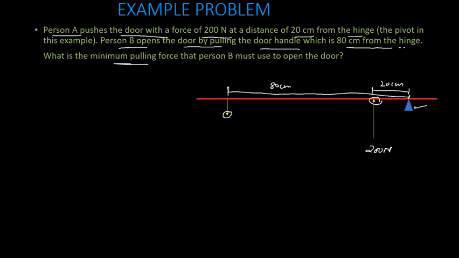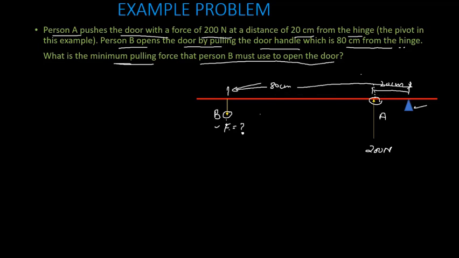What is the minimum pulling force that person B must use to open the door? So we are required to find this force, how much force person B must apply to open this door. Now, this 200 Newton force, or person A, is trying to rotate the door in this direction, and this is a clockwise moment, and person B turns the door in the anti-clockwise direction. This is the direction of the moment about the hinge, and it is anti-clockwise. So if this anti-clockwise moment becomes equal to the clockwise moment, then the door will be in balanced condition and it will not rotate in any direction.